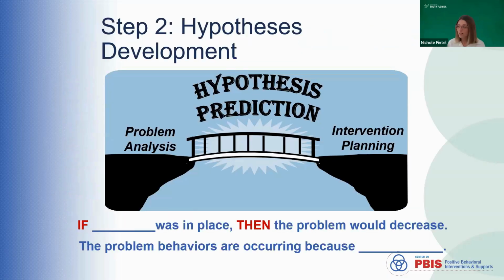And then once data have been analyzed, the team should draft at least one hypothesis that explains the problem. And a good hypothesis will clearly link those conditions to outcomes. So if we changed this, then the problem would decrease because this is what is driving it. The statement becomes the bridge between your data analysis and your intervention planning in the next step.